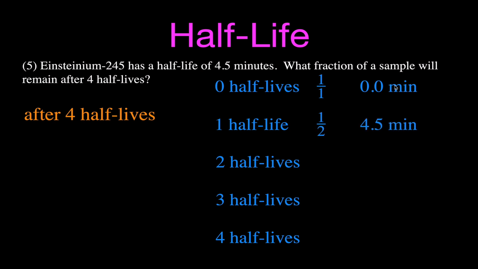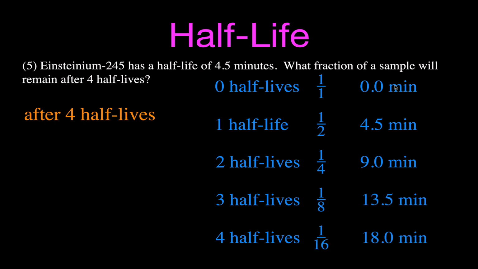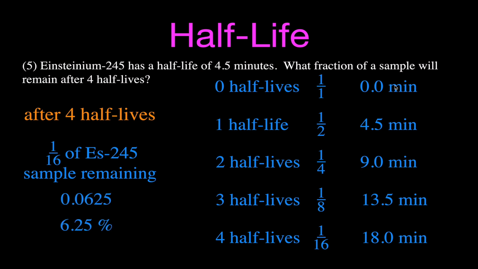Well, after 4.5 minutes, we have a half. After 9 minutes, it's a quarter. And after another half-life, 13.5 is an eighth. And then after 4 half-lives, we have 1/16. Okay, so we have 1/16 remaining after 4 half-lives. Now, a lot of times we don't say 1/16. We could convert that into a decimal, and then into a percentage. So it's 0.0625 for a decimal, just 1 divided by 16, and we multiply that by 100, and you get 6.25% of the sample is remaining.